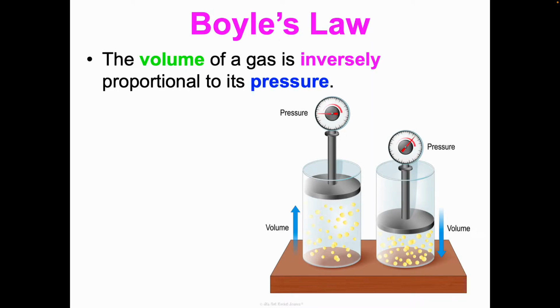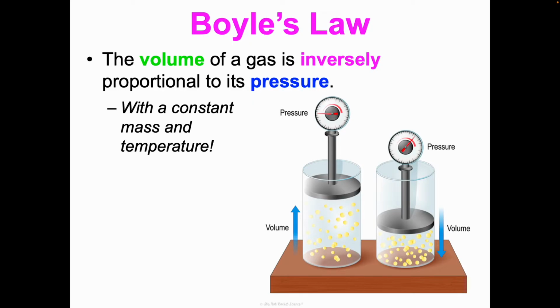Now let's talk about Boyle's law. This law, by Robert Boyle, states that the volume of a gas is inversely proportional to its pressure if mass and temperature are constant. Looking at this picture, you can see what that means. Let's say we have this volume and we have a pressure. If we make the volume of this gas smaller, it's going to cause the pressure to go up. As volume goes down, pressure goes up. As volume goes up, pressure goes down. So it can go either direction.